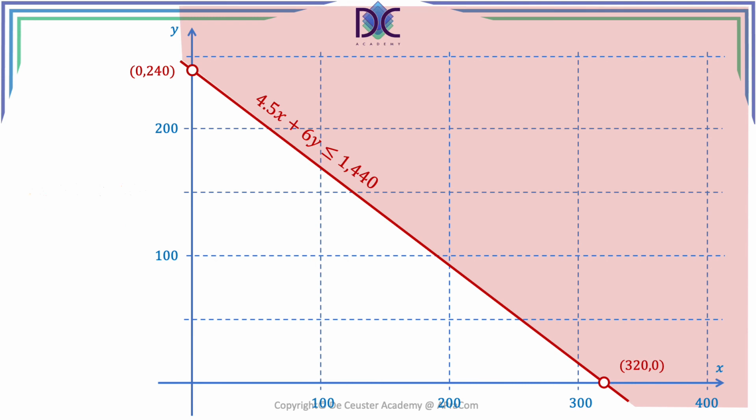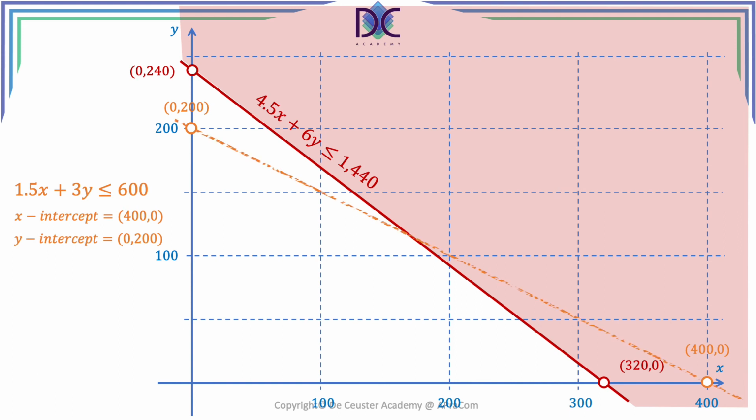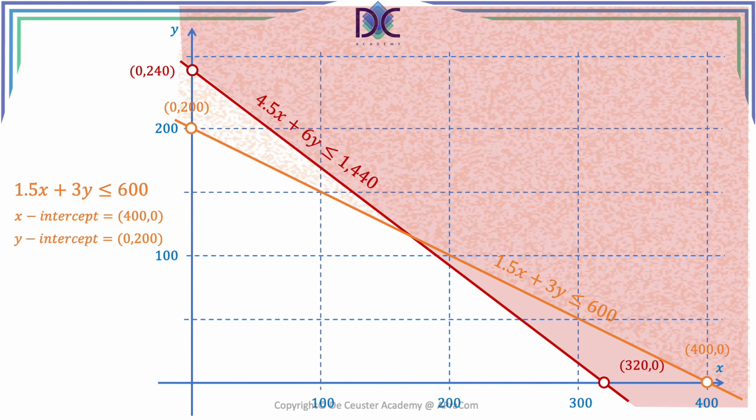We do the same for the next equation, 1.5x plus 3y smaller or equal than 600. We also draw the different intercepts. We have the y-intercept, we have the x-intercept, and we combine those in the graph. And basically, these are the elements that we have to foresee when we are drawing these graphs. Again, we select the zone which is basically not compatible.